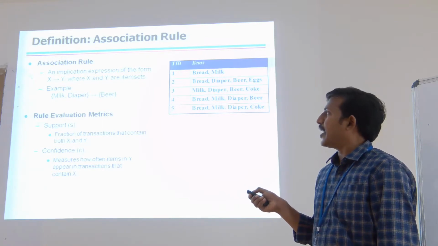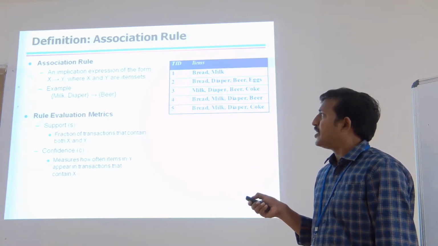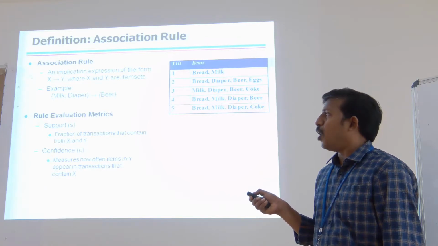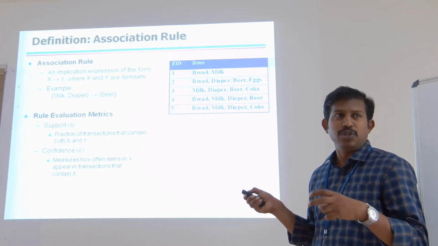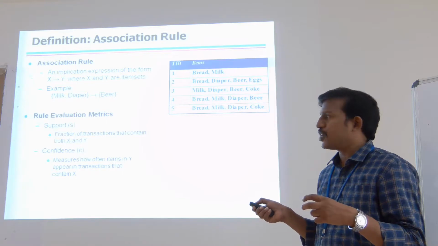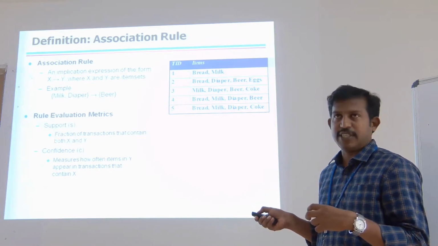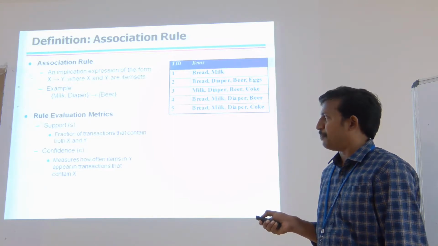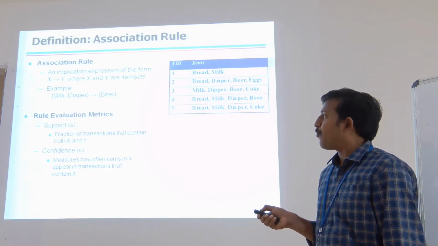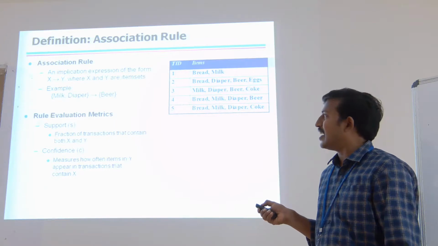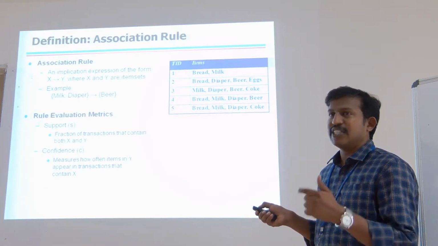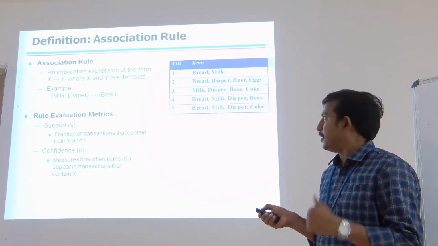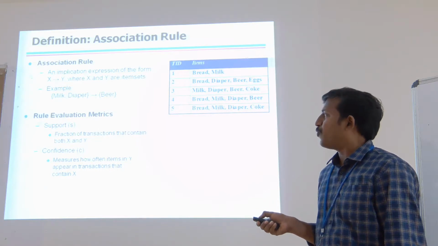Once we generate the association rules, how do we evaluate these rules? We have two metrics, called support and confidence. Support is represented by s and confidence is represented by c. Support is the fraction of transactions that contain both X and Y, which we discussed in the previous slide. And next, confidence.